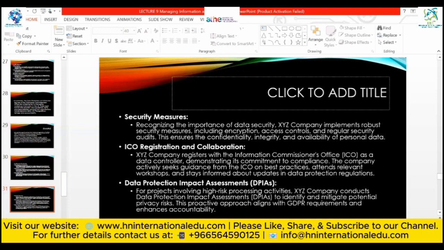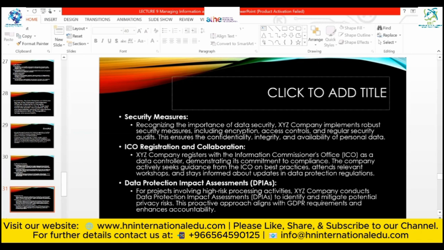Security measures. Recognizing the importance of data security, XYZ Company implements robust security measures, including encryption, for example, the encrypted data which we use on WhatsApp as well, access controls, and regular security audits. This ensures the confidentiality, integrity, and availability of the personal data.